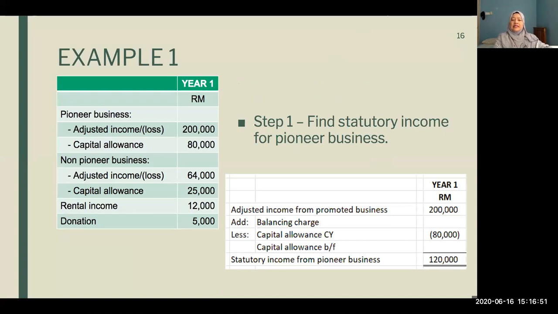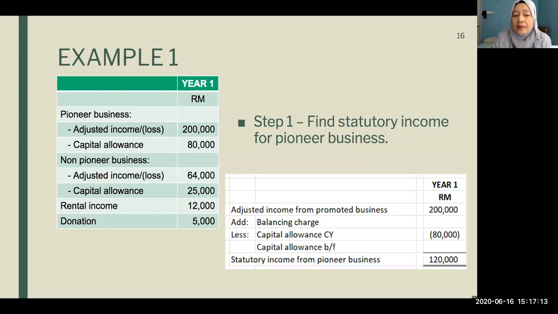You have adjusted income from pioneer, from promoted business, 200,000 minus capital allowance, then you have statutory income 120,000. Is that clear? Okay, so statutory income from pioneer business 120,000. Okay, next, number 2.